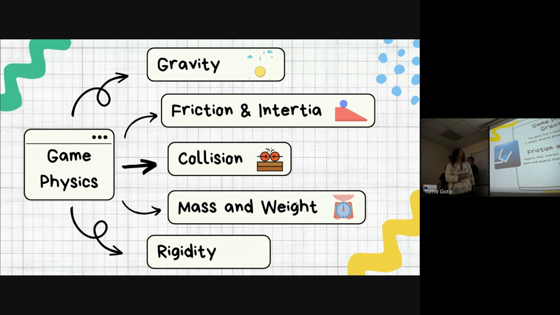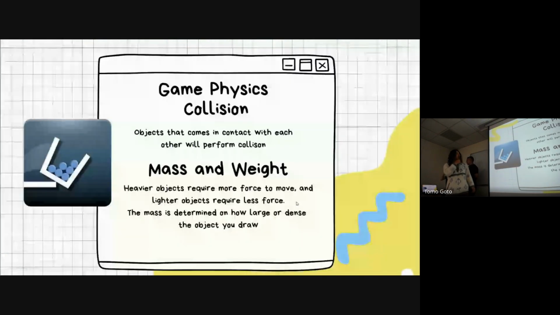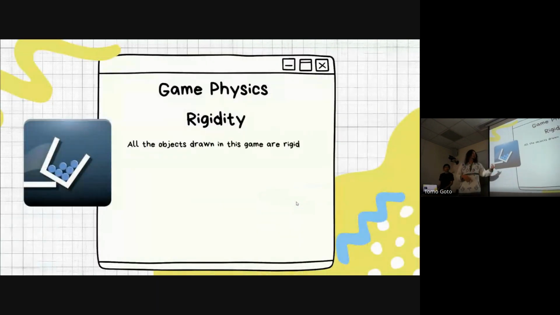So here, as I mentioned earlier, the game simulates gravity, friction, and inertia, and how objects interact with the surface. Next one. The collisions, we're going to explain a little bit more about this concept later. The mass and weight: of course, heavier objects require more force to move, and lighter objects require less force. The mass is determined, as I said, by how large or dense you draw the object. And rigidity, same as I said before.